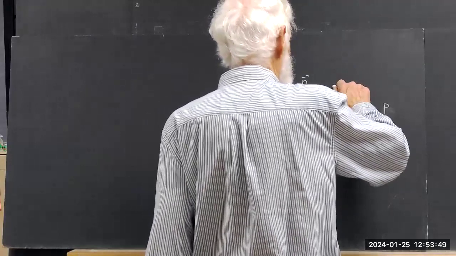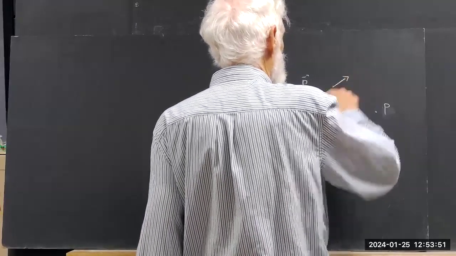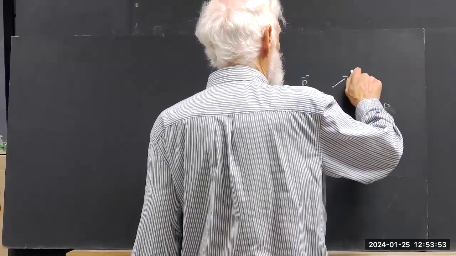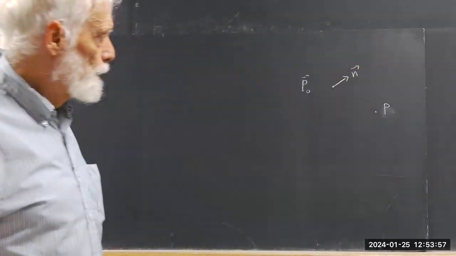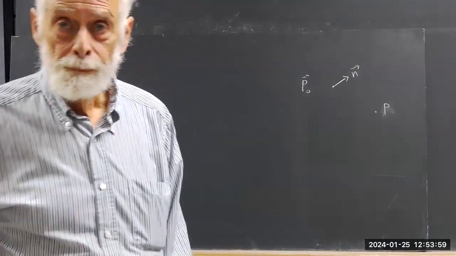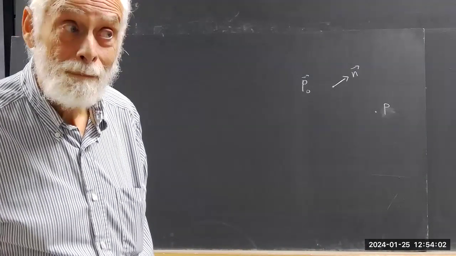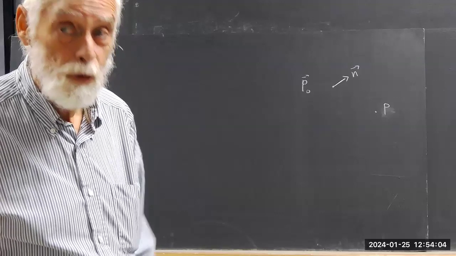And now we have a vector we'll call M. Normal.